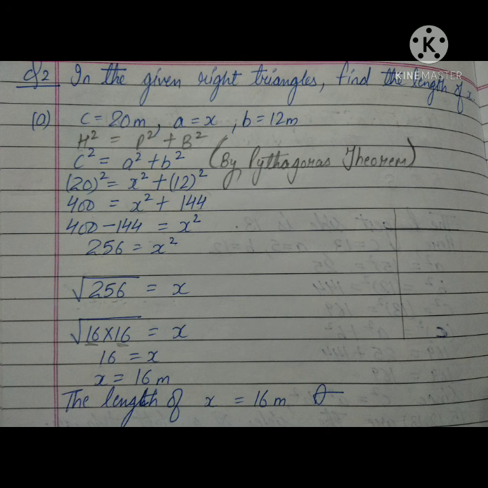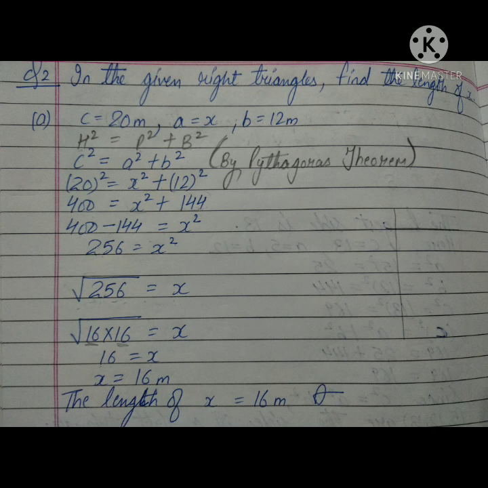So we all know that the hypotenuse square is equivalent to the perpendicular square plus base square. It is called the Pythagoras theorem. And the C square is 20 squared. The longest side is C, that is 20 squared, and A square, that is x squared, plus B square is 12 squared. So 20 multiplied by 20 is 400 is equivalent to x squared and 12 multiplied by 12 is 144.